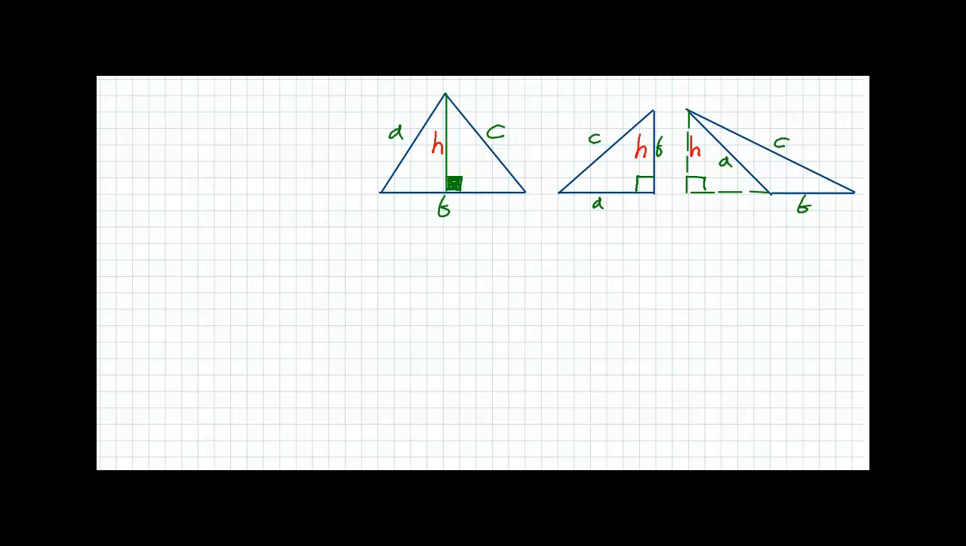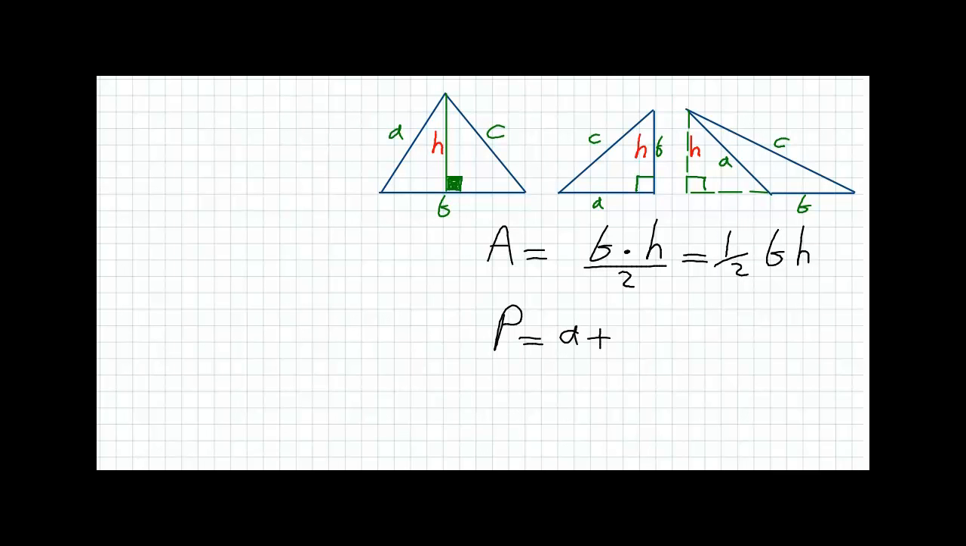So if you have the height for your triangle and the length of the base, which is the bottom line of the triangle, you can find the area by multiplying the base times the height of the triangle and dividing by 2. Or sometimes we write it as half the base times the height. And if you want to find the perimeter for any triangle, you just add the three sides of the triangle.